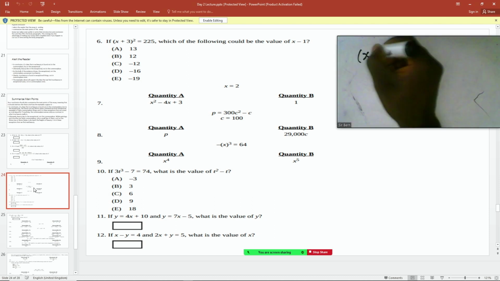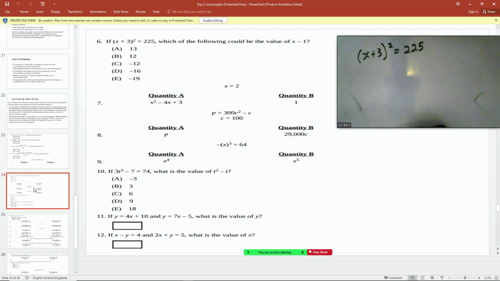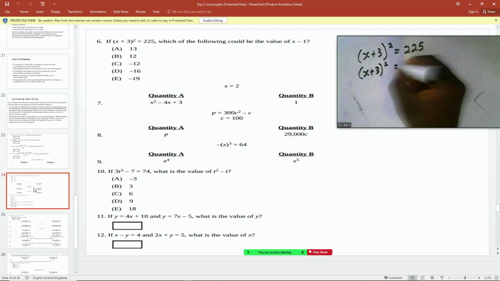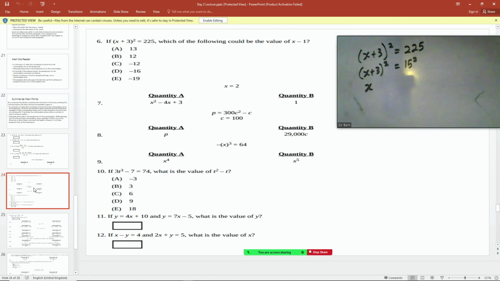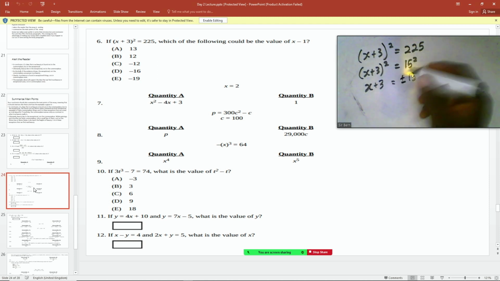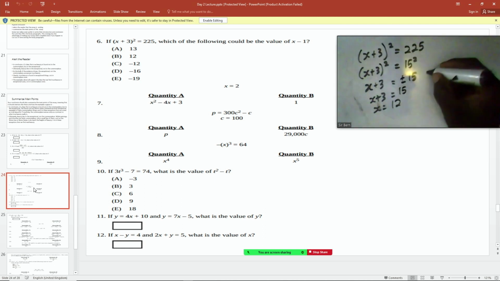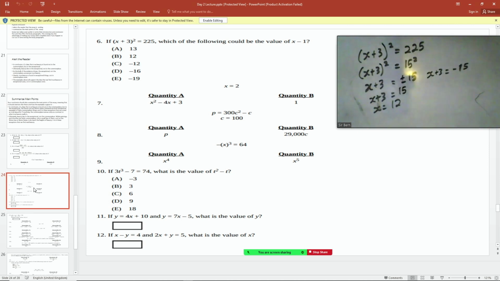So x plus 3 squared is equal to 225. So with this, fast forward, 225 also means 15 squared. Taking the square root to give us x plus 3 is equal to plus or minus 15. So using the plus, x plus 3 is equal to 15, so x is equal to 12. Then using the minus, x plus 3 is equal to minus 15, so x is equal to minus 18.